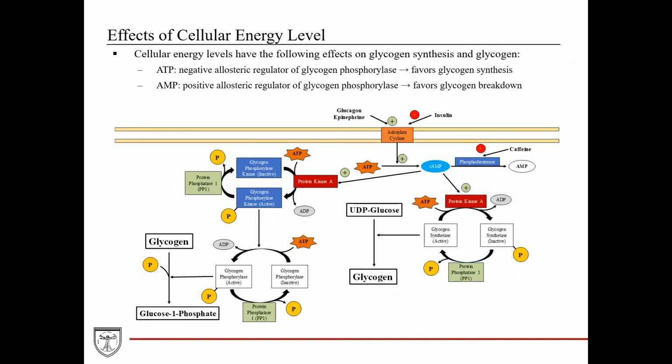So as far as the cellular energy level, what effects does that have? So first, let's look at ATP. So that would be a high energy state. And so ATP is a negative allosteric regulator of glycogen phosphorylase. So it's going to come down here. And that makes sense. If you have high energy levels, you don't need to be breaking down glycogen to provide more glucose for glycolysis. And so what it's going to do is favor glycogen synthesis. On the flip side, if you're in a low energy state, you're going to have higher levels of AMP, and AMP is actually a positive allosteric regulator of glycogen phosphorylase. So that's going to favor glycogen breakdown because it's a low energy state. You're going to break down glycogen to provide glucose to help produce more ATP for energy.